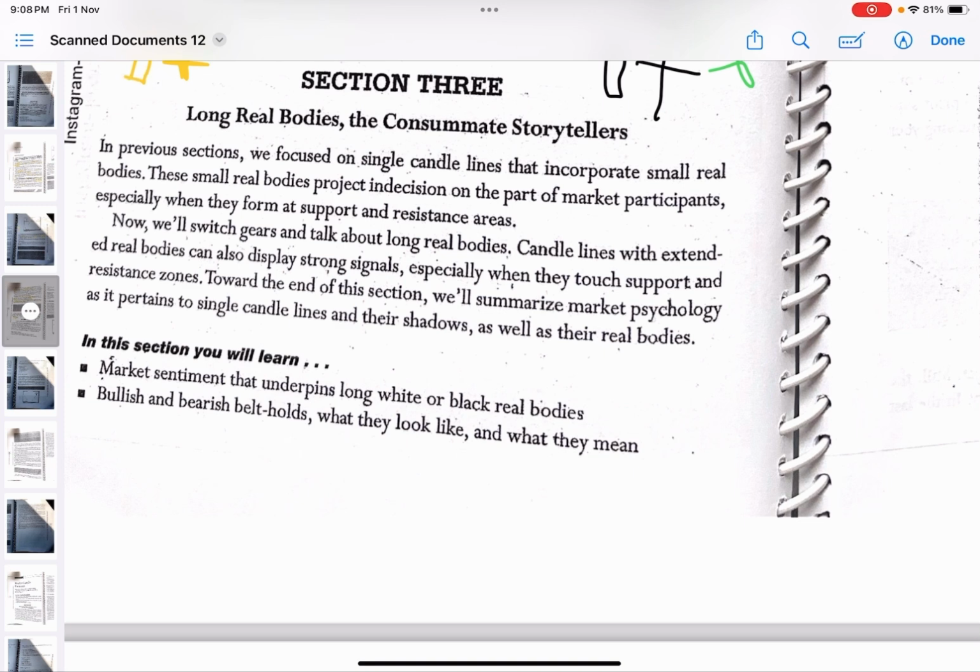Okay, now let's come to section 3. In previous sections, we focused on single candle lines that incorporate small real bodies. These small real bodies project indecision on the part of market participants, especially when they form at support and resistance areas. Now we'll switch gears and talk about long real bodies. Candle lines with extended real bodies can also display strong signals, especially when they touch support and resistance levels. Towards the end of this section, we'll summarize market psychology as it pertains to single candle lines and their shadows as well as their real bodies.